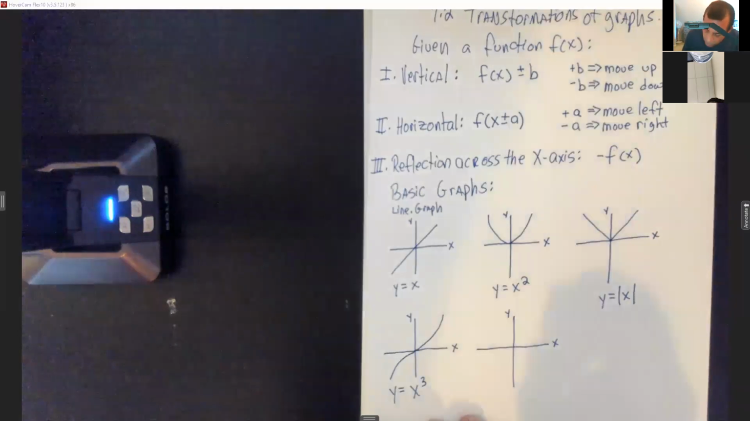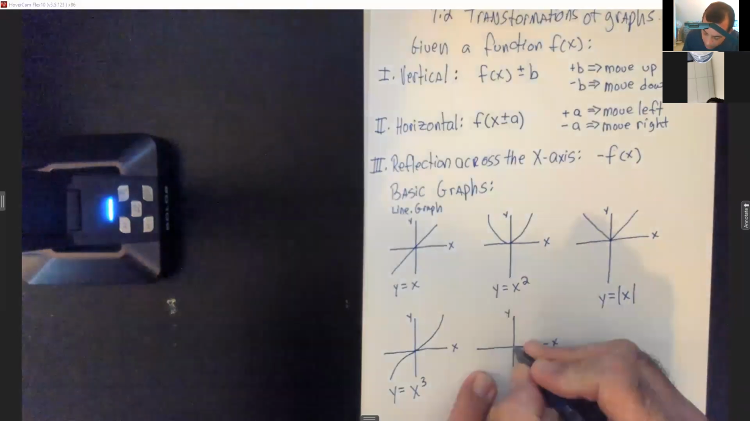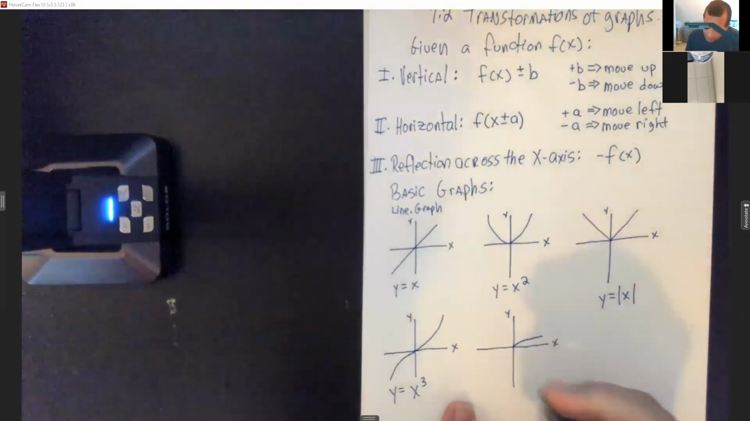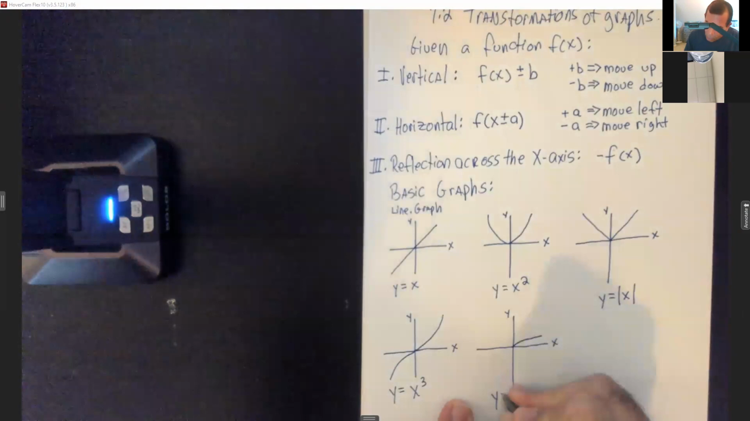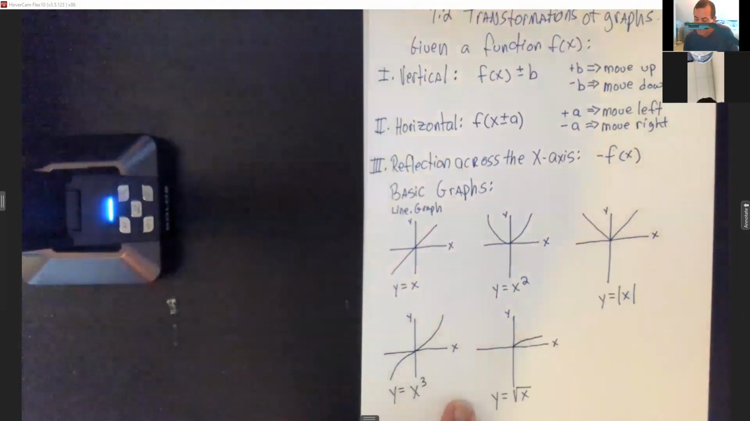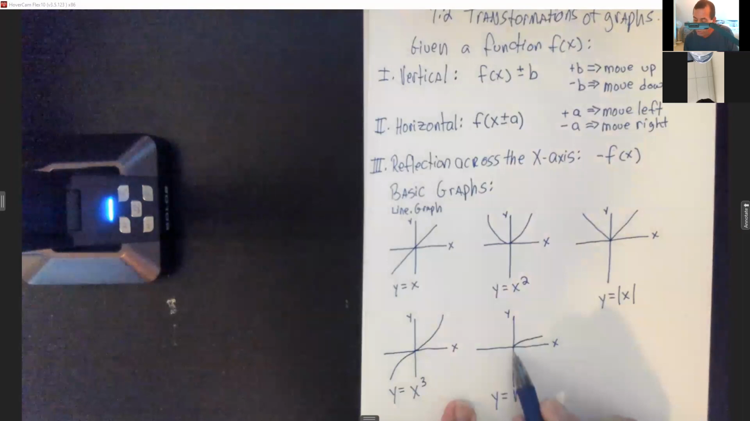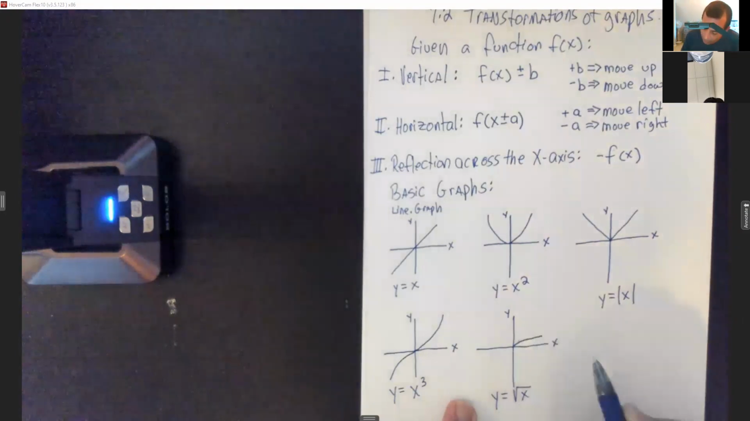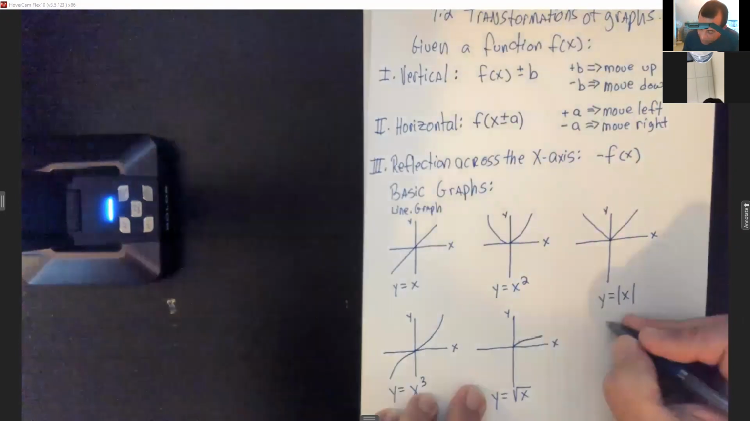All right, so the next one I'm going to do, it sort of curves slightly to the right. This would be y equals the square root of x. So like square root of 0 is 0, square root of 1 is 1. Over here, square root of 4 would be 2, and so on, okay? All right, now the last graph I'm going to give you.